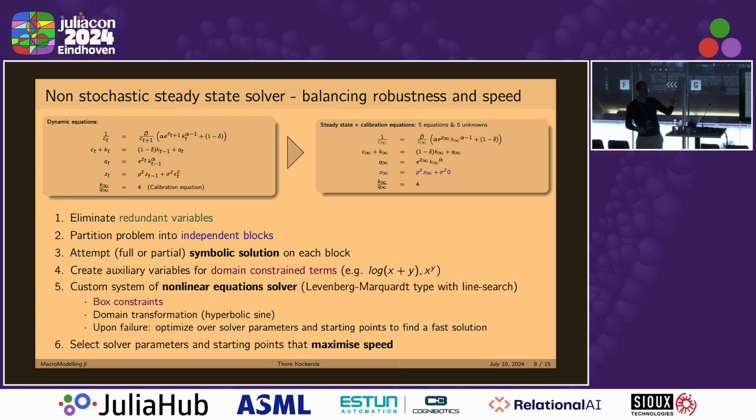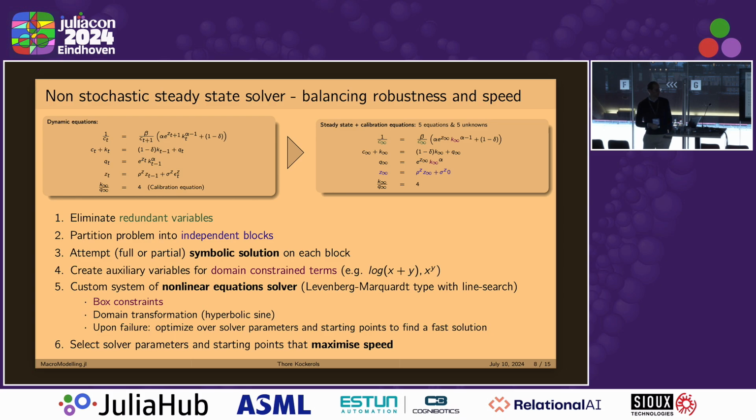But then on the right-hand side, I can use some tricks. First, I can eliminate redundant variables. Here the c doesn't really matter in the first equation. I can partition this into independent blocks. The blue equation with the z's, I can solve independent of the other equations. So, separate the problem out.